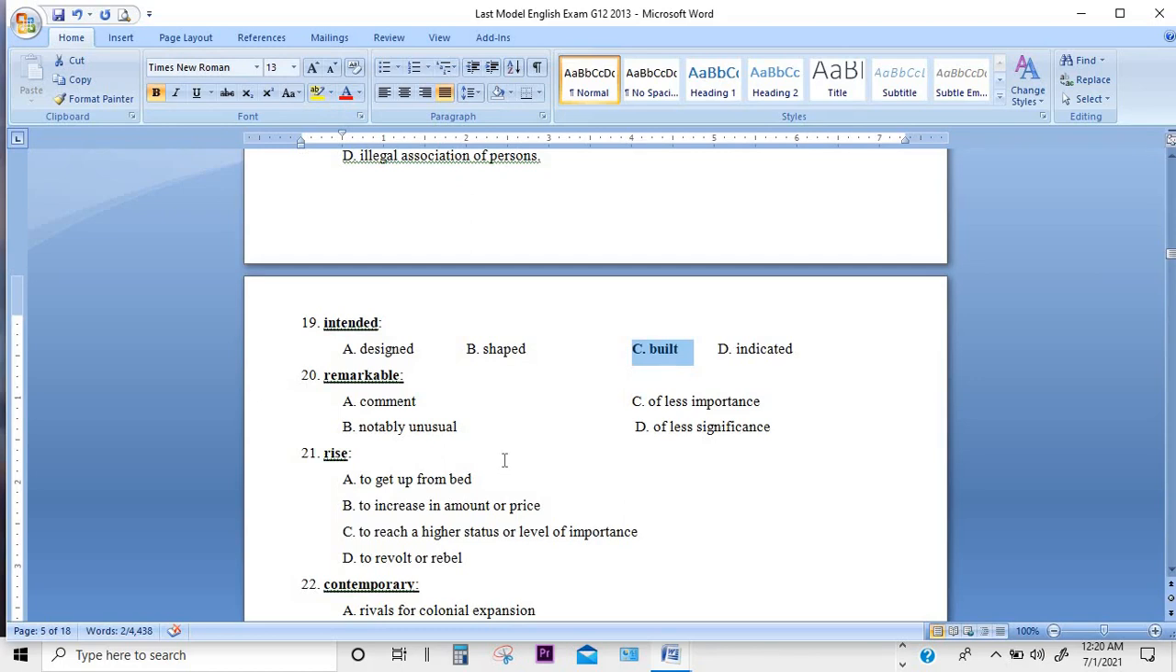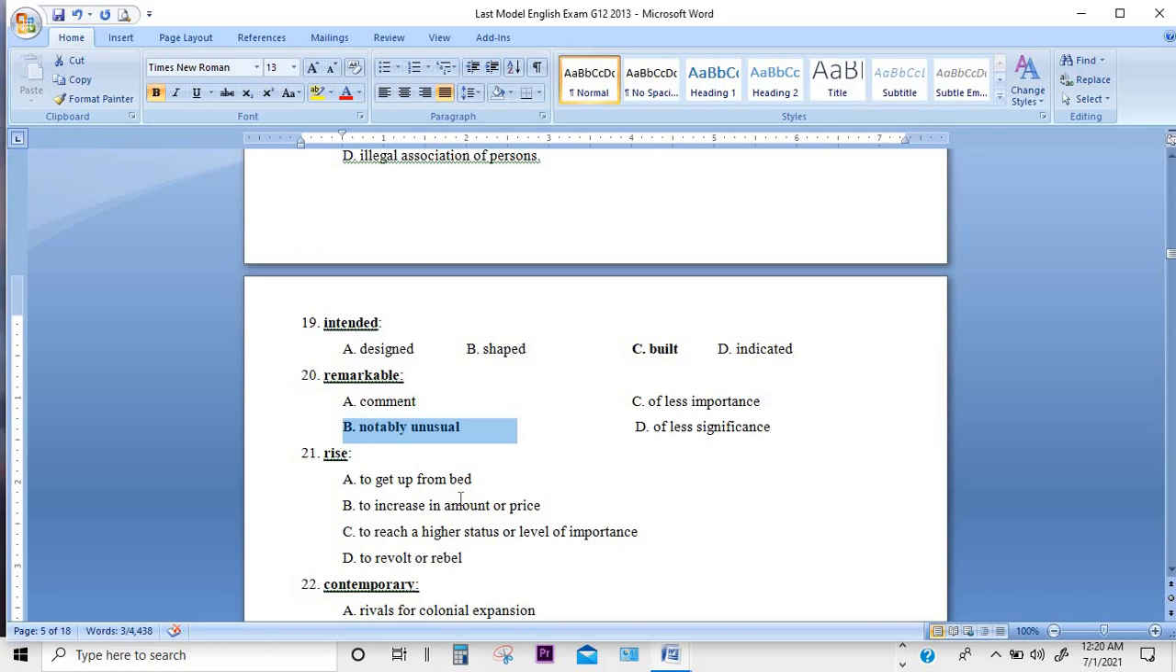Remarkable could mean significance, the denotational meaning could be very important. So the options C and D are placed as opposites. Of less importance, of less significance, that's the opposite meaning of the denotational meaning, whereas notably, unusually is the contextual meaning. Okay, rise means increase in amount or price, that's a denotational meaning.